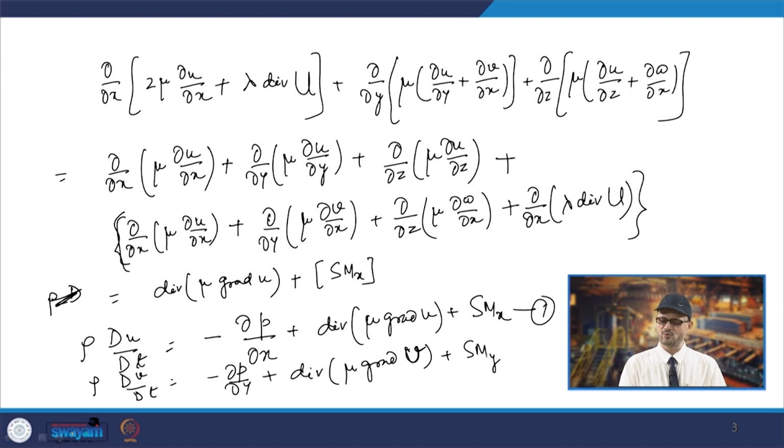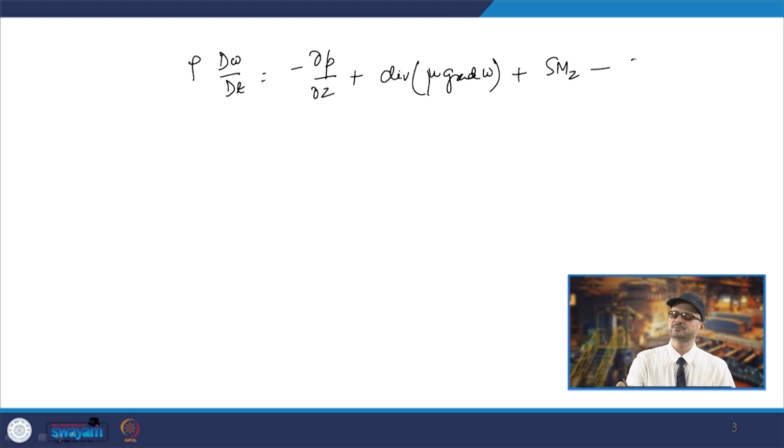So, you have SMy, SMx and SMz. These 3 equations are the Navier-Stokes equations, and normally they are used when solving, typically when we use them with the finite volume method.